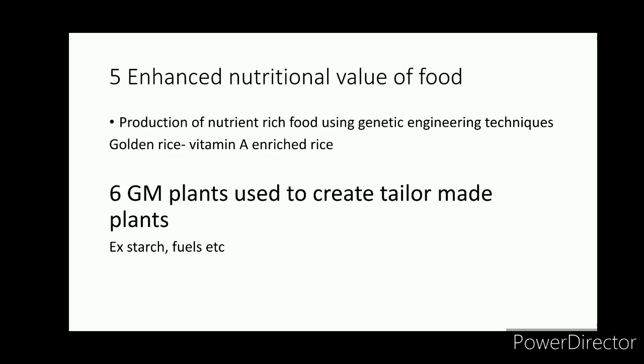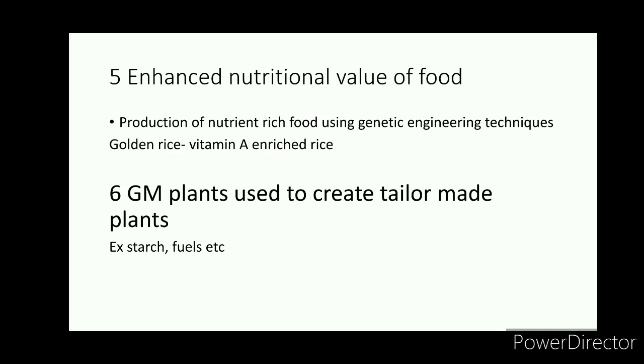We can produce rich plants that contain more starch, or you can create plants that help in the production of fuels. The products of the plants can be used as fuels. All these things are possible through GM plants or GM crops. So these are the advantages of using genetically modified plants.